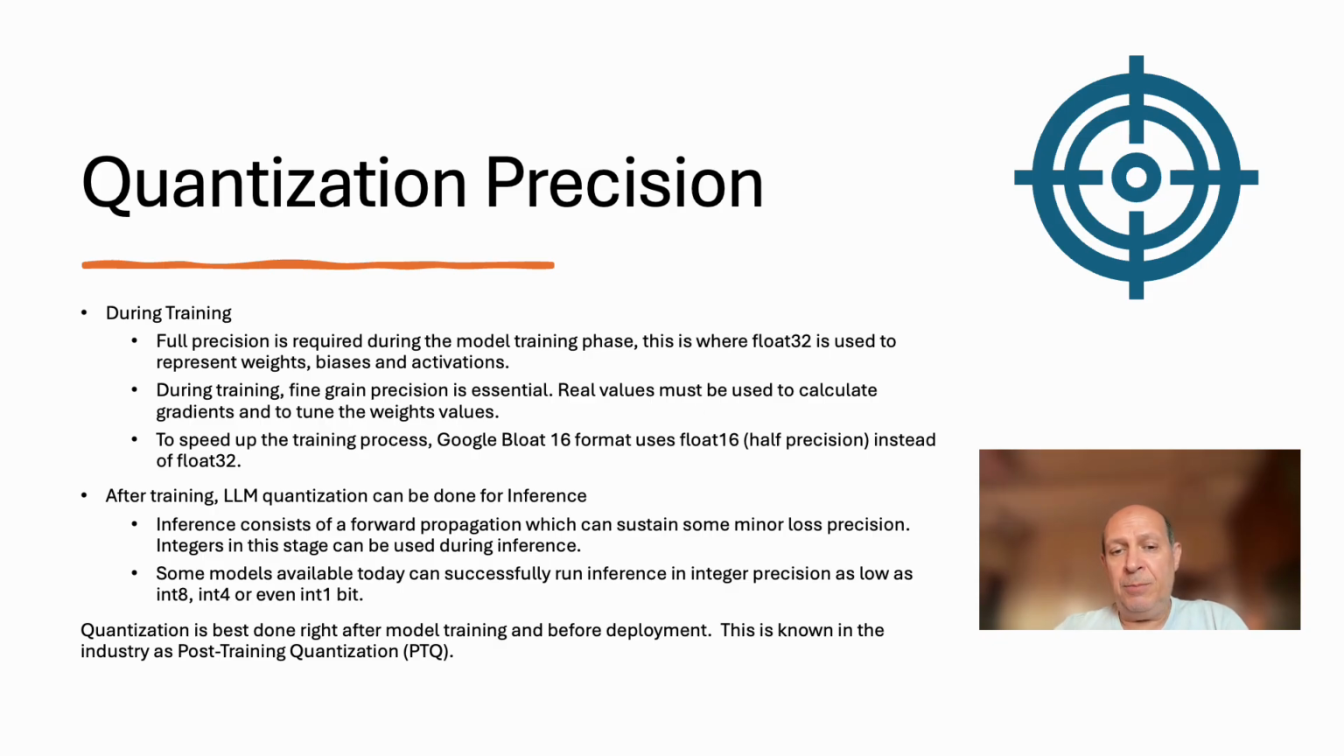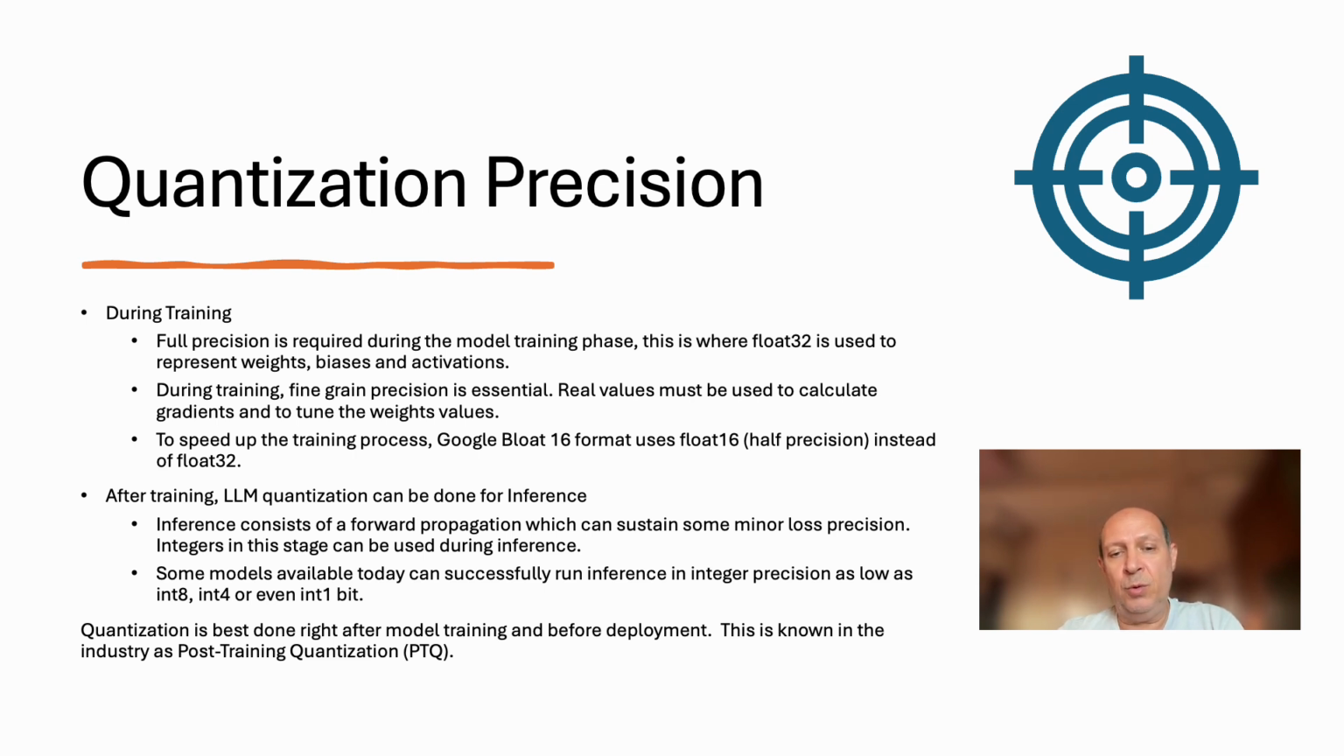To speed up the training process, Google has come up with the float 16 format, which uses half the precision instead of float 32, yet still achieves very good precision results. After the training, however, LLM quantization can be done for inference.